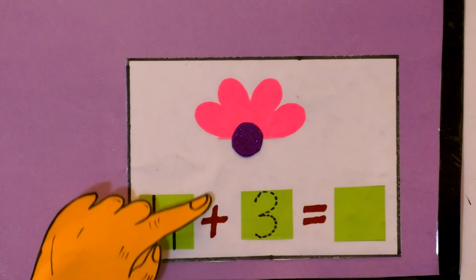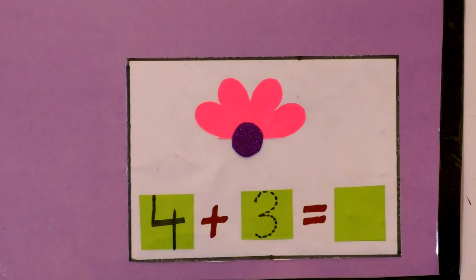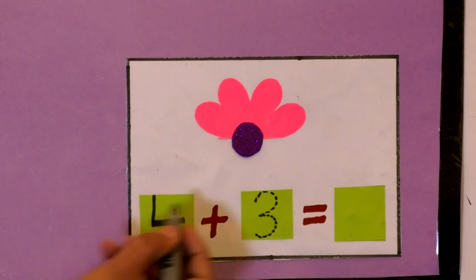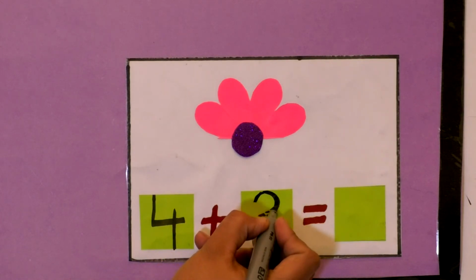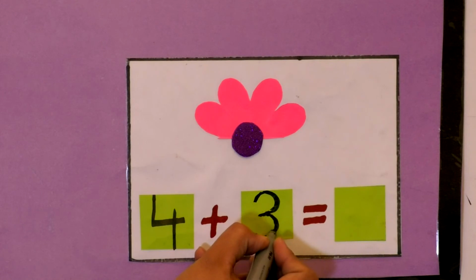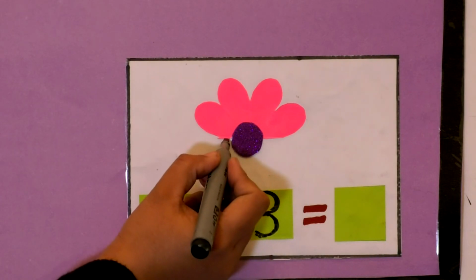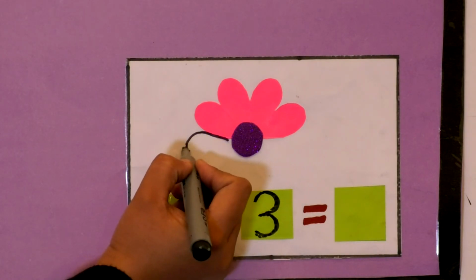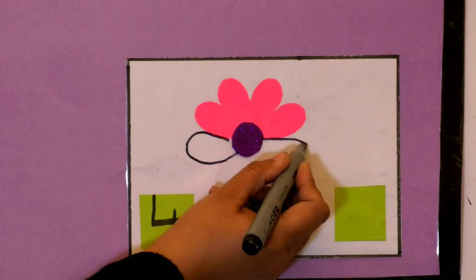Plus means we are adding more. 3. So trace number 3. Petals were less than 7, so we are adding. If the petals are more than 7, we will cross. So we have to draw 3 more petals. How many petals will we draw more? 3 more petals.